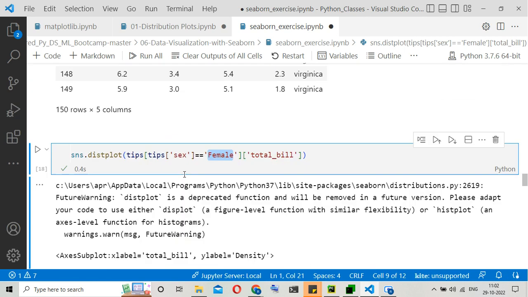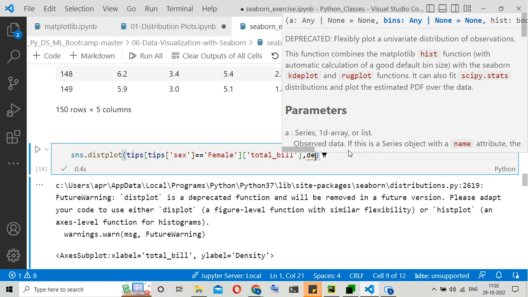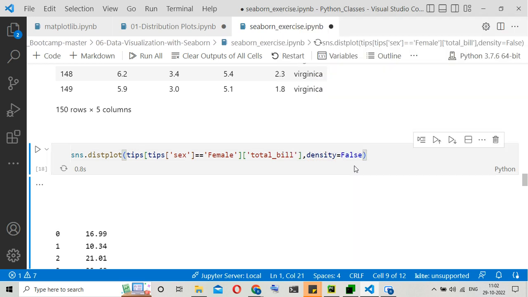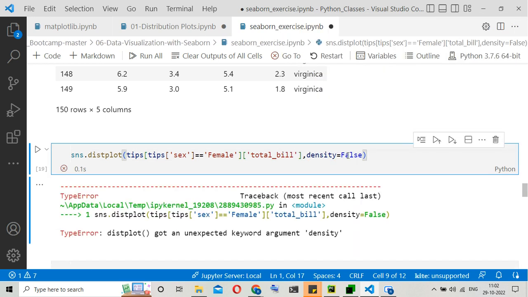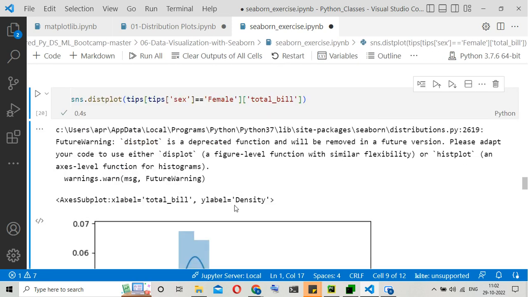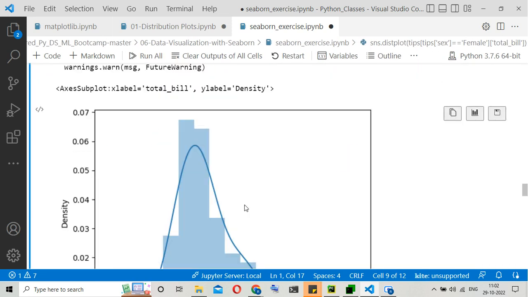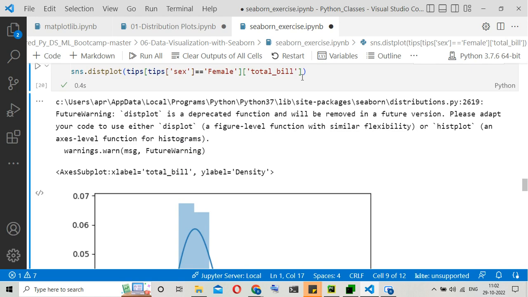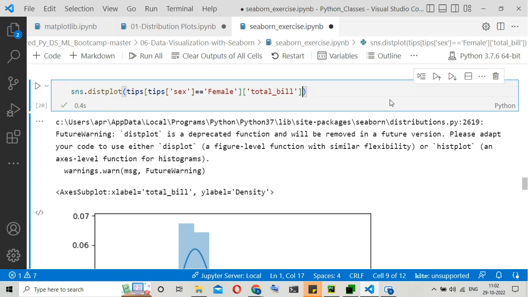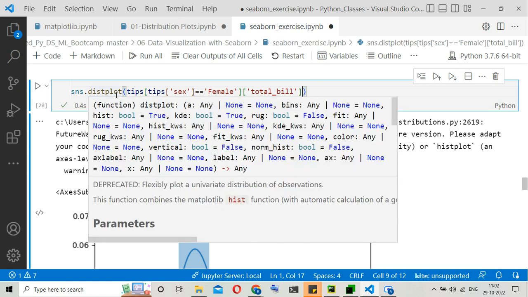Yeah, actually here if density equals false, there is one command. Density equals false. No argument density. Okay. What is that command? Y label is density and X label is total bill. Actually, it has one more argument. In hovering, yeah, we can figure it out.